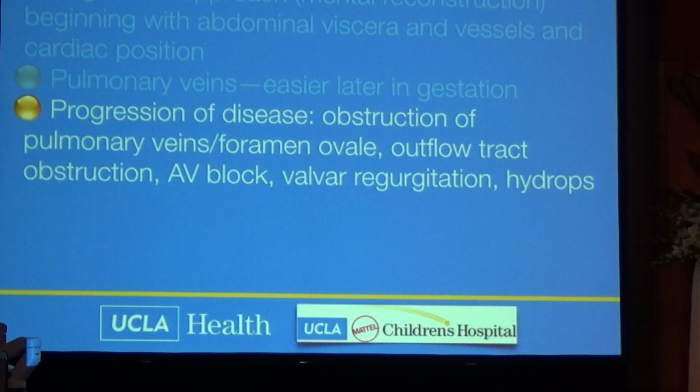At 30 weeks, maybe 25% of cardiac output goes to the lungs. So keep that in mind on serial evaluation. If you're not sure about the veins at 20 weeks, it'll be easier later on to see.